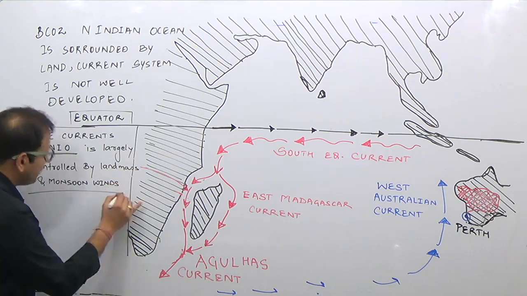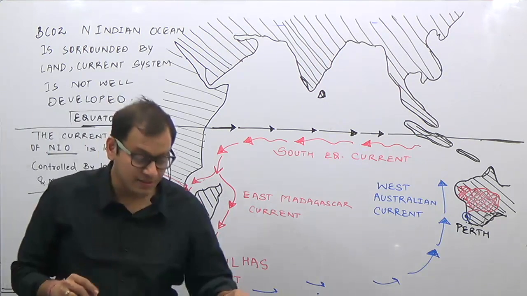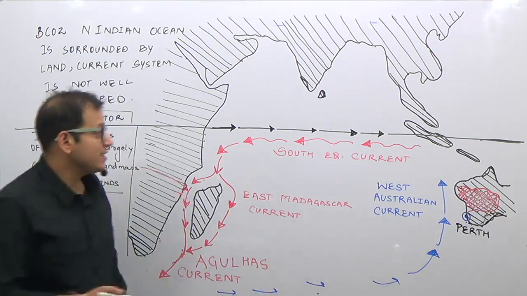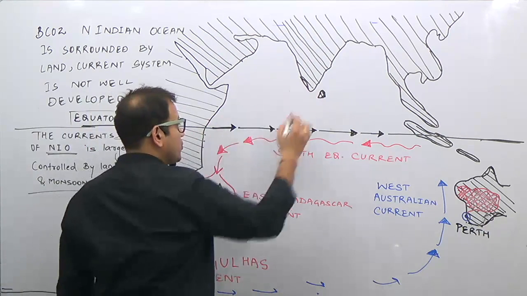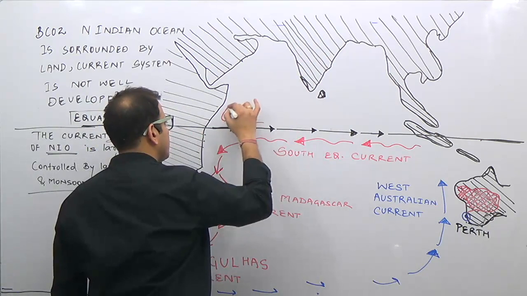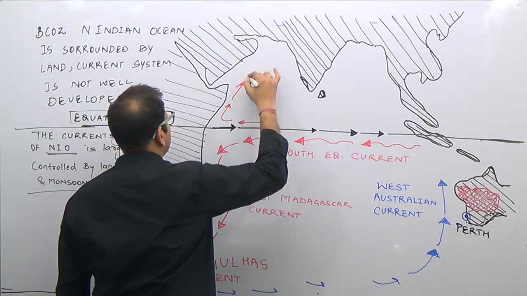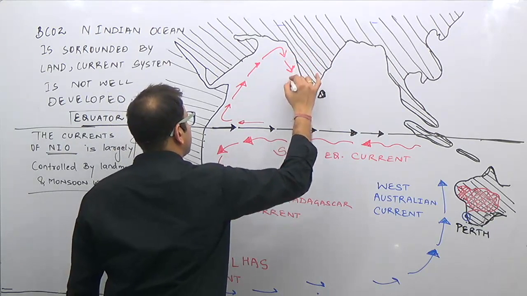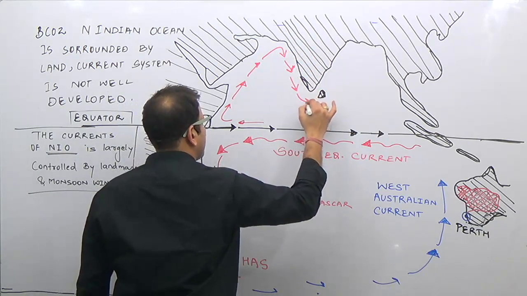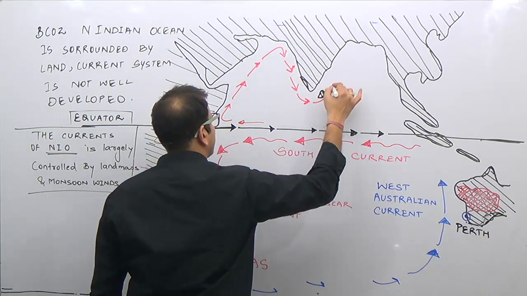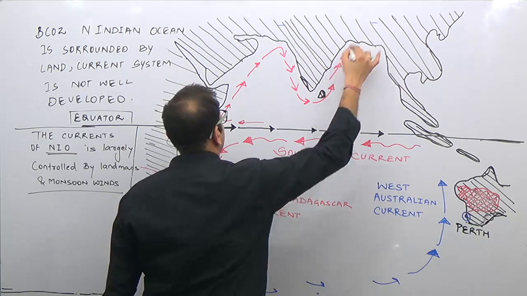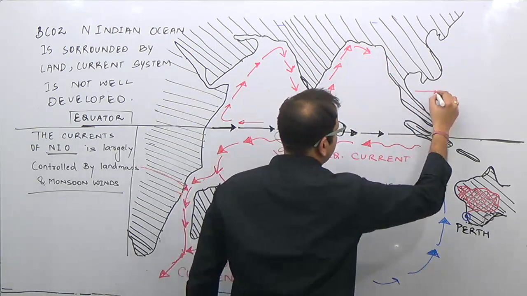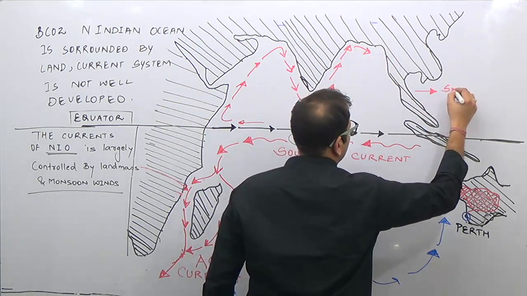So how is the effect seen? Let us see how the effect is seen. In the summer season, the winds blow as a southwest monsoon. So we have a southwest monsoon current which comes towards India and flows during the season of the southwest monsoon, that is during the season of our summers. So we have a current which I am showing here, known as the southwest monsoon current.